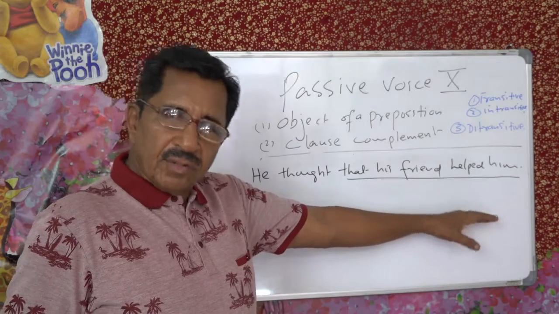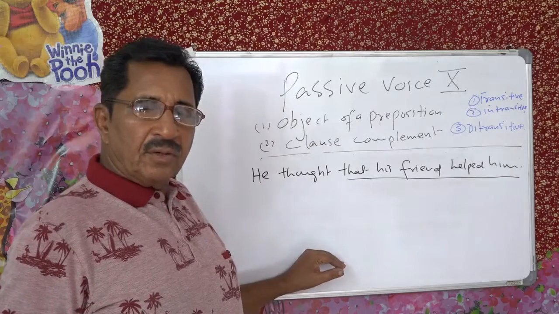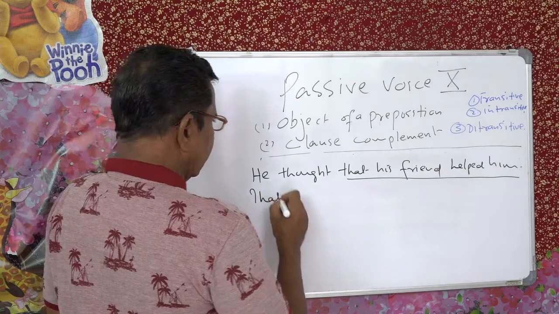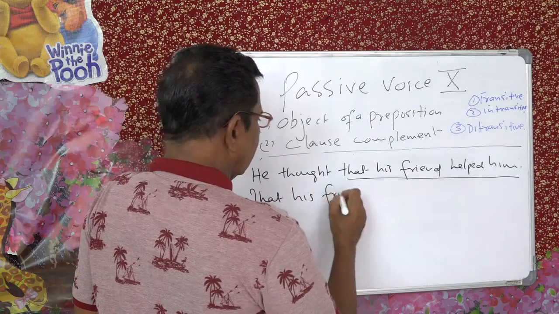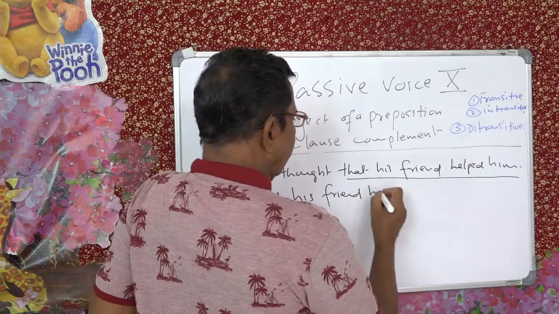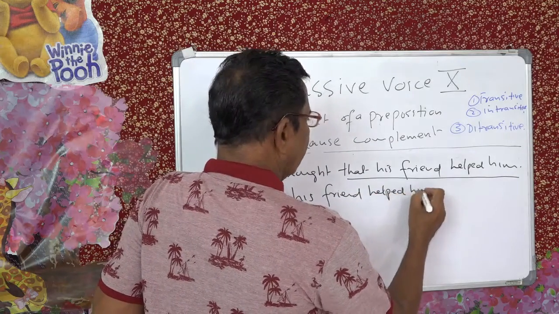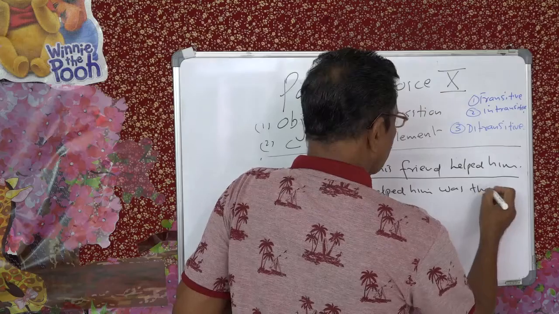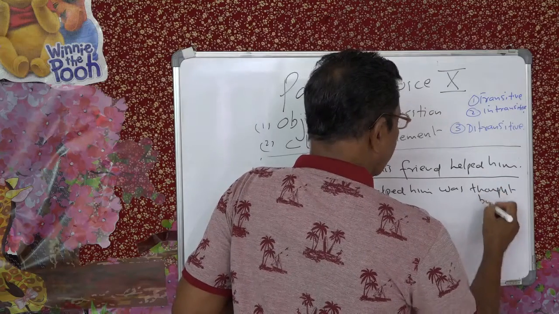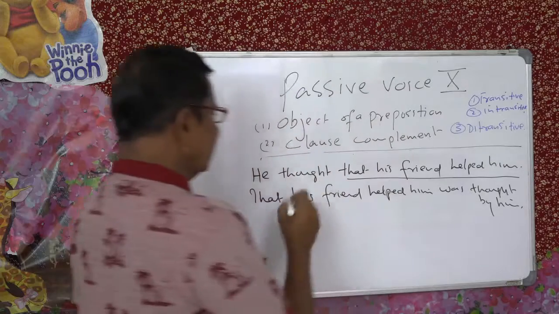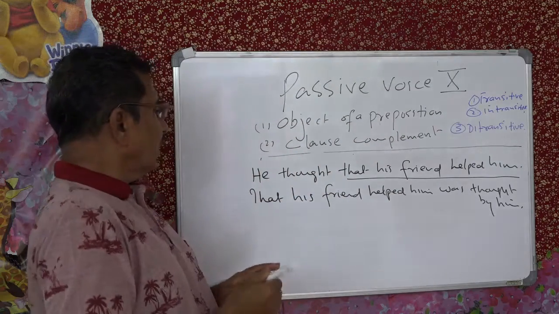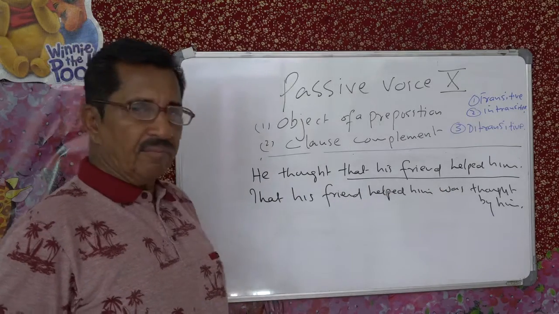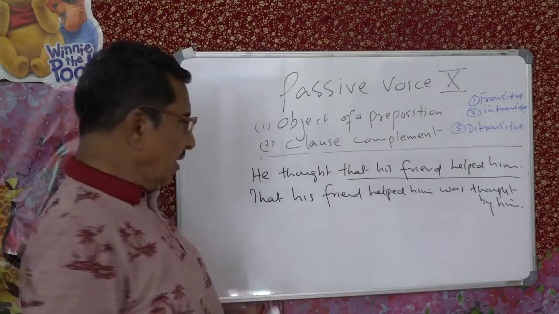Therefore, what will you do? You have to shift it to the subject position or nominative position of the passive. So that will be: that his friend helped him was thought by him. Was, because this is past tense. He thought that his friend helped him. That his friend helped him was thought by him. Understand?